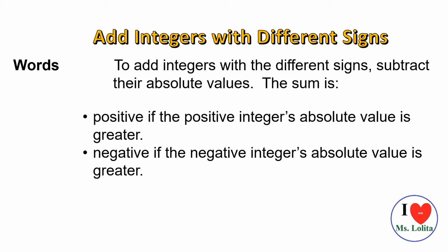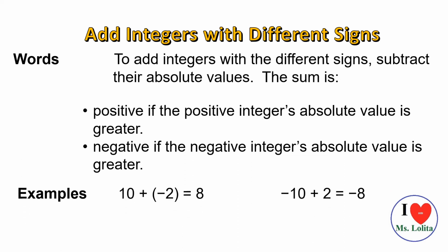What if we are going to add integers with different signs? To add integers with a different sign, we're going to subtract their absolute values. And the sum is positive if the positive integer's absolute value is greater. It is negative if the negative integer's absolute value is greater. So, the operation here is not addition, but subtraction if you have different signs.